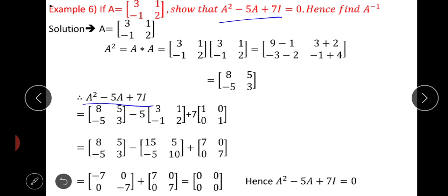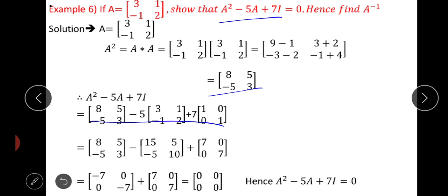Consider A square minus 5 times A plus 7 times I. A square we found already here. Write that matrix 8 5 minus 5 3, minus 5 into matrix A, which is 3 1 minus 1 2, plus 7 as it is, and I is nothing but the identity matrix 1 0 0 1.